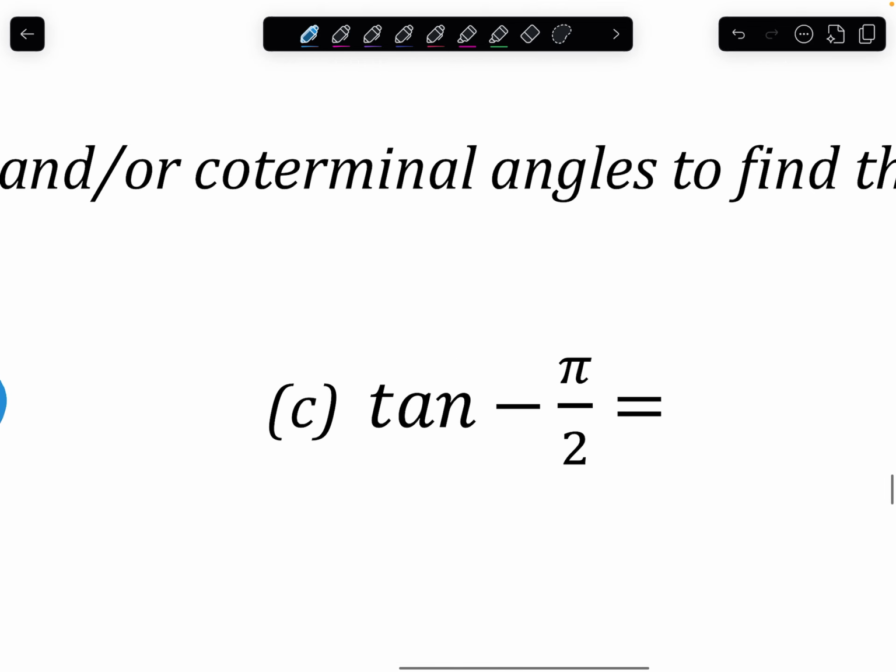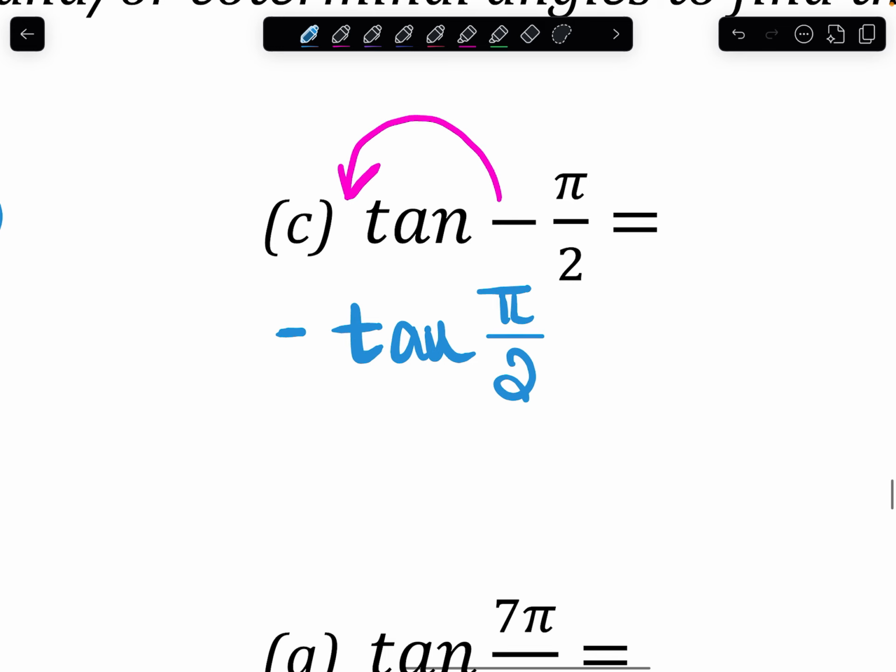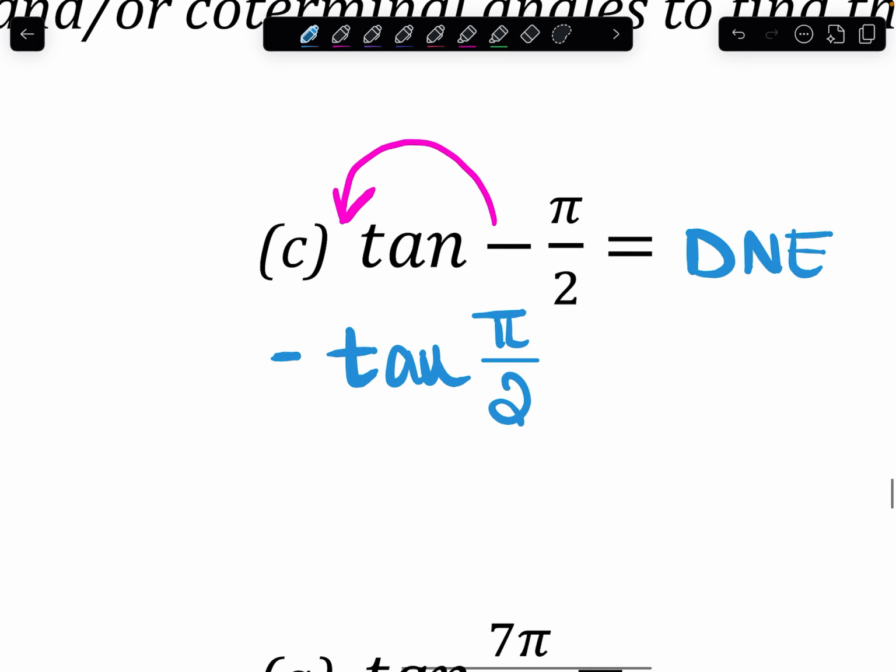Tangent of negative π/2. Tangent is odd. A negative inside becomes a negative outside. So I can evaluate tangent of π/2 first and then stick the negative on it. Tangent of π/2 is straight up. Tangent is a ratio of y over x, but x is 0. Well, I can't do negative undefined, so it just does not exist still. So there's nothing we can do there. When it doesn't exist, you can't negate it.